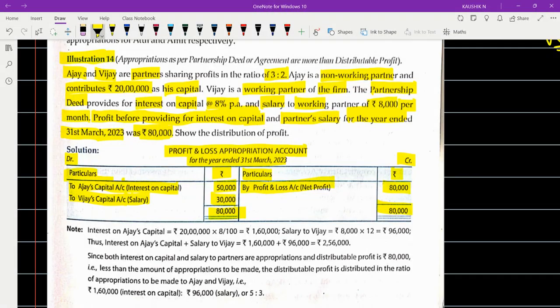You should always keep in mind whenever you are doing any profit and loss appropriation account, I repeat it, whenever you perform any profit and loss appropriation account, first do all your working notes, derive the values, check whether the profits you have taken for the distribution, that is whatever you brought to your P&L appropriations and net profit, and after eliminating all these items, do you have sufficient profit?